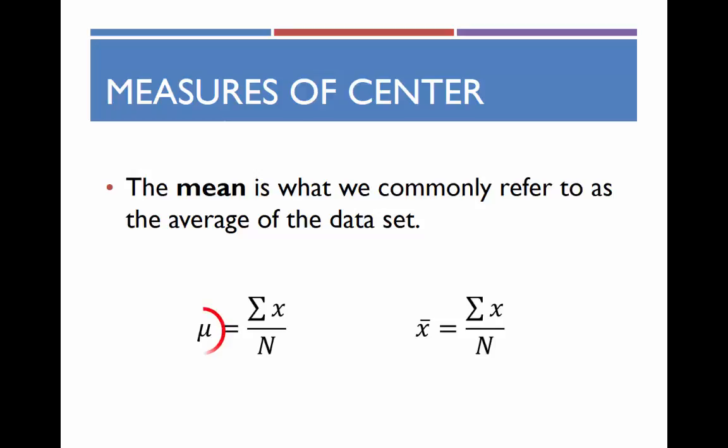The lowercase Greek letter mu represents the population mean. The uppercase Greek letter sigma represents the sum of all values. Capital N refers to the sample size. X bar represents the sample mean. Notice it is calculated in the exact same manner.